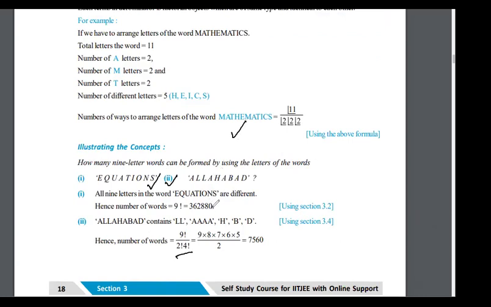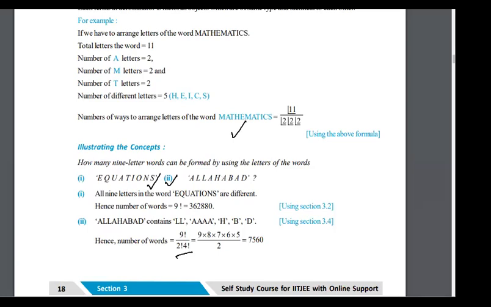This is what we have already studied. I'm just revising all the concepts, to let you know that these concepts are not that difficult. Now, this was special case 1, where repetition was not allowed.